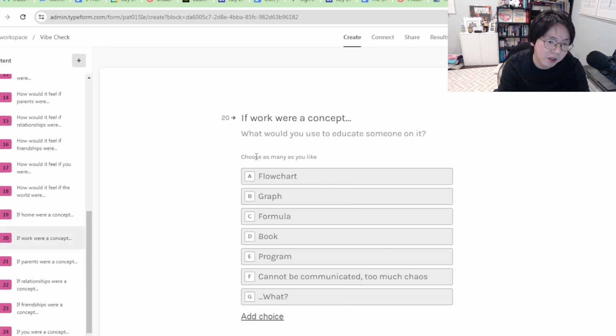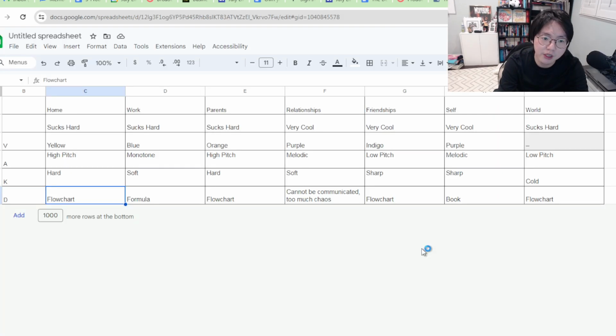Moving on, in the digital realm, the question prompt that I use is: if it was a concept, what would you use to educate someone on it? So, the underlying thinking system: how does it define work? How does it define home? What I'm looking for is that a flowchart means there's a decision tree. Graph seems to indicate that depending on some parameters, it changes output. Formula gives you many variables, and depending on the state of the variables, it makes sense. Book is like a long story you have to understand. Program means input and then output. And cannot be communicated means too much chaos, and what are both like, I'm not a digital thinker, right?